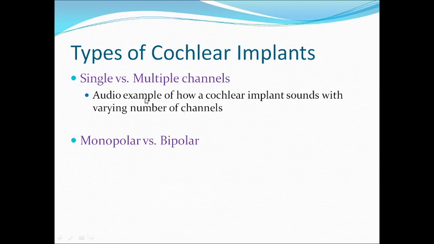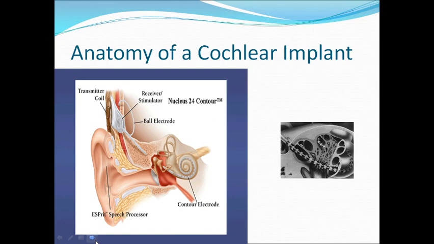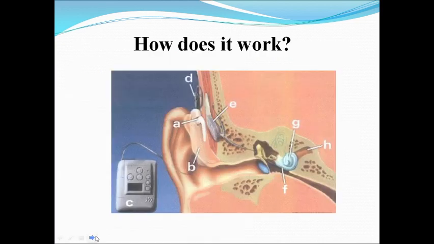And types: single or multiple channels. Audio examples: how a cochlear implant sounds with a varying number of channels. It may be monopolar or bipolar based on the types of cochlear implants. Another question is how they actually implant it. This is beautiful. How does it work? See here, an external program is there.